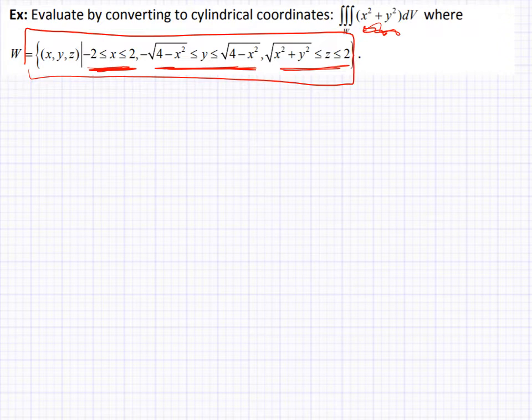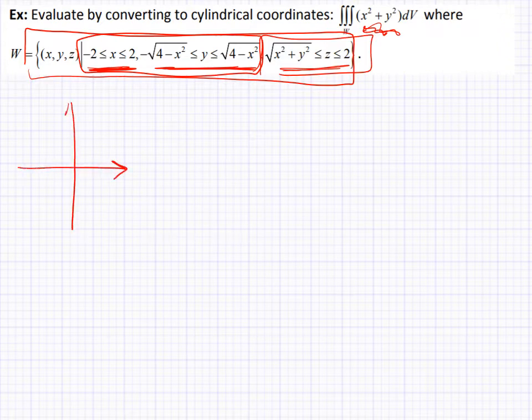And what would be best is if we sketch this out to really see what's happening here. I'm going to ignore the z for a second. I'm going to look at this. If I just look at the x's and y's, I'm going to figure out what's happening in the xy direction first, and then I'm going to dump that into 3 dimensions and deal with the z next. So the idea here is y is between the negative square root of 4 minus x squared and positive square root of 4 minus x squared.